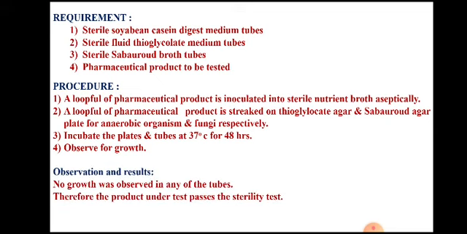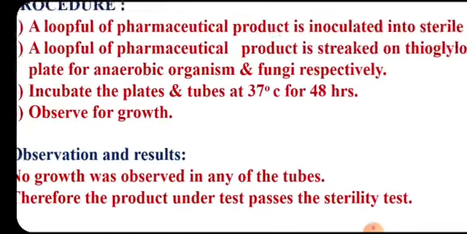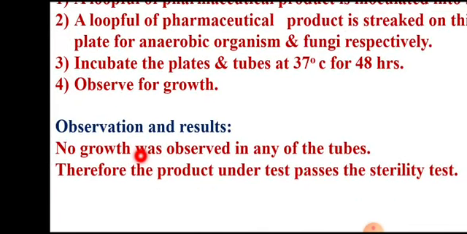So the observations and results. If there is no growth in any of the tubes, here I have written the observation that no growth was observed in any of these tubes. You can make a table: in column number 1 you can write the name of the medium, column number 2 name of the medium, column number 3 name of the medium, and below that you can write your observation, presence of growth or absence of growth.